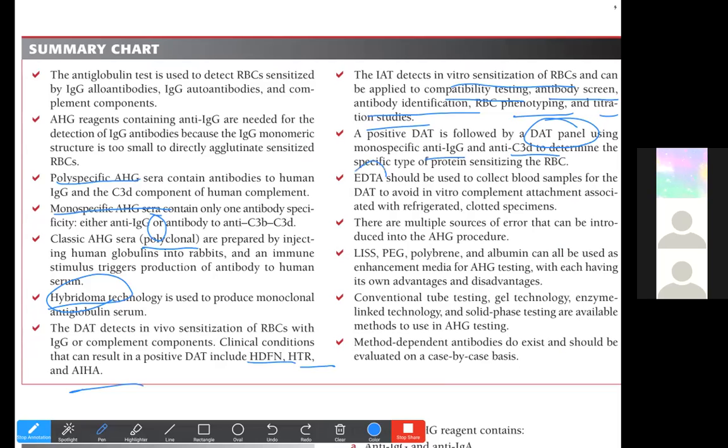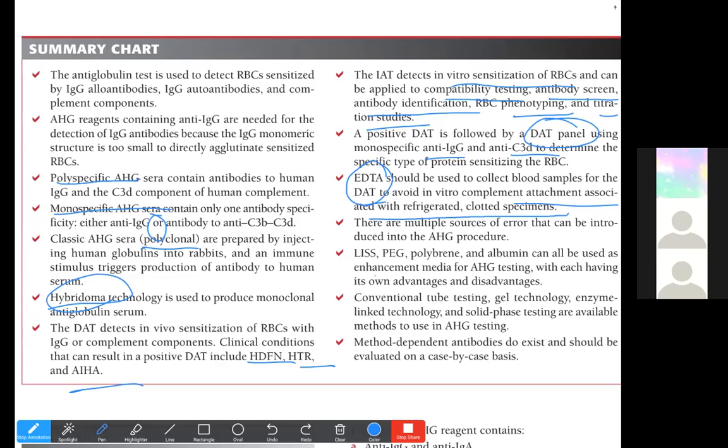Then EDTA should be used to collect the blood samples for the DAT, to avoid in vitro complement attachment associated with refrigerated and clotted samples. So for DAT testing, we can use EDTA, but for indirect testing, EDTA is in a way avoided, because there may be unnecessary complement activation following this. But there are multiple sources of error that can be introduced into the AHG procedure.